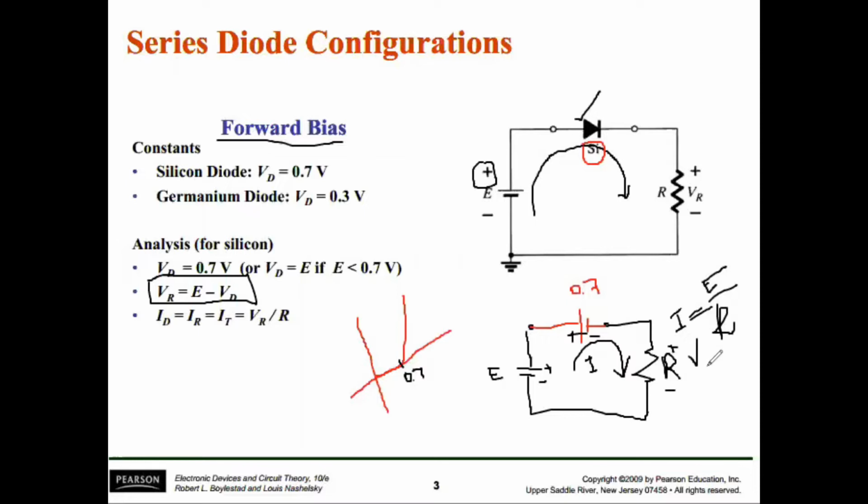This is VR. If you apply KVL here, then the equation will be E equal to VD plus VR.